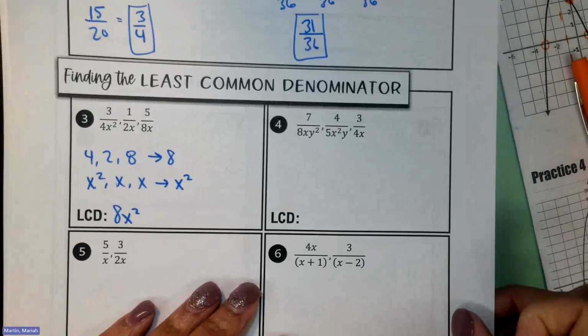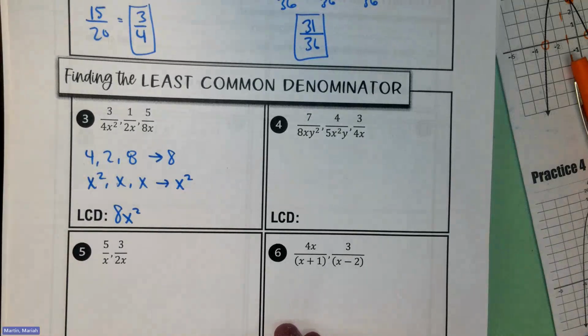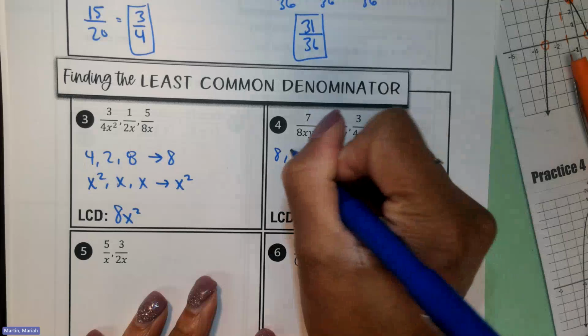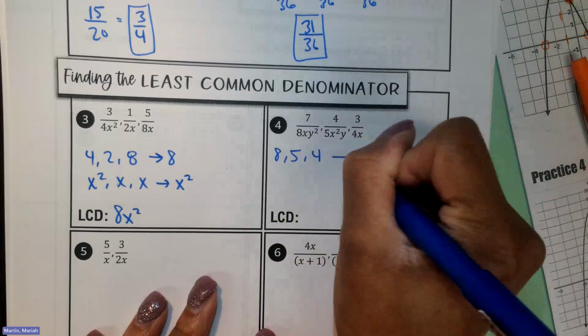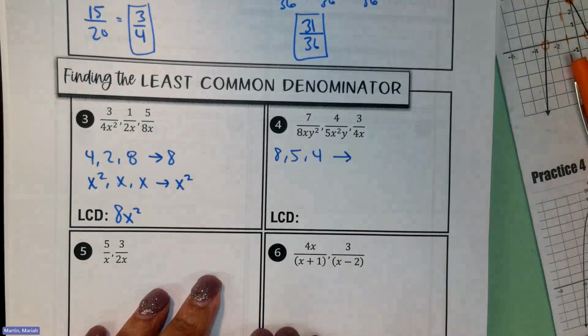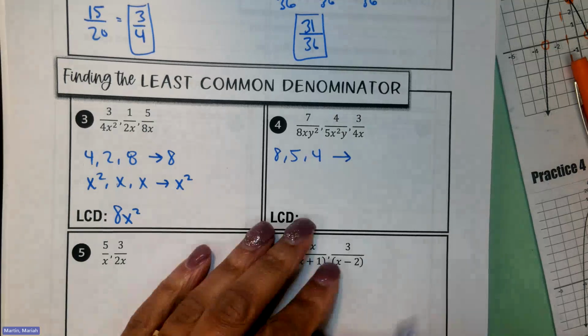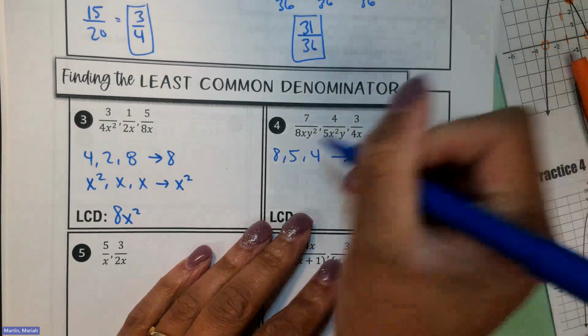Let's do the same thing for number 4. We're not changing these. Again, we are only finding the least common denominator. So denominator is the bottom part of your fraction. So we're going to talk about 8, 5, and 4. And between 8, 5, and 4, it's actually going to be 40 because 4 times 10 is 40, and then we have times 8 and then times 5 for 8 and 5. So it would be 40 here.